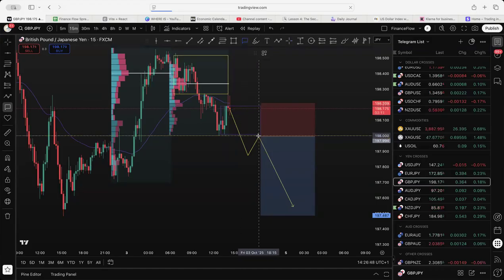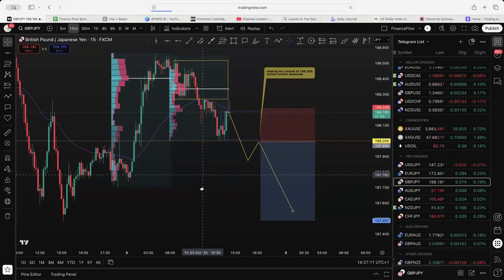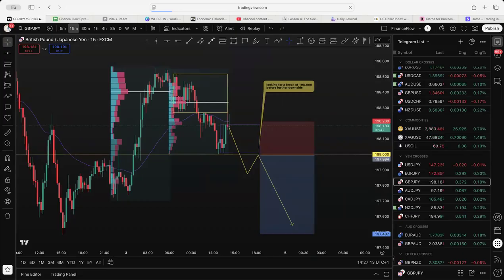Let's just mark this up. Looking for a break of 1998 before further downside. There we go. Let's leave that one as it is. I'm just going to post this in the group, but that's what I'll be looking at on this one here.